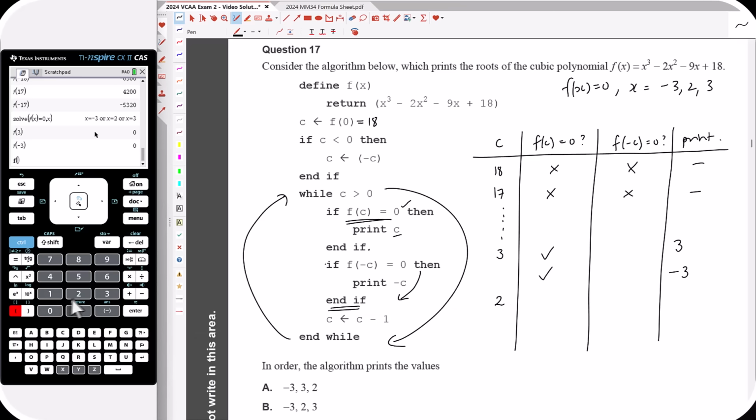So we're going to go f at 2. Oh, that's also 0. So then we're going to print the c value. That's 2. And then we're going to go f at -c. So it'd be -2. F at -2, also not 0. And so we won't print anything from that one.